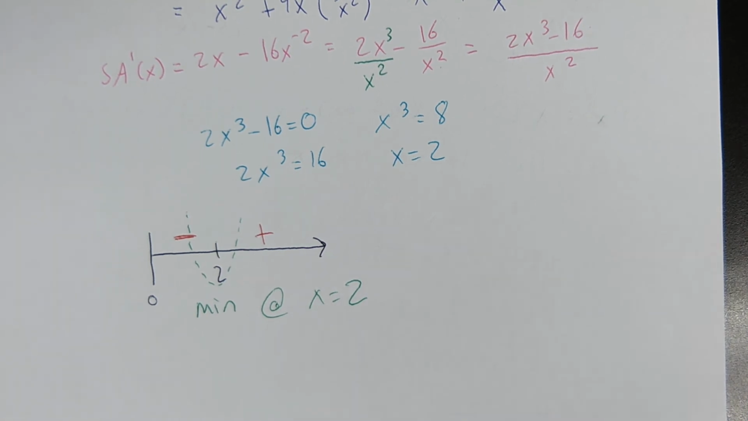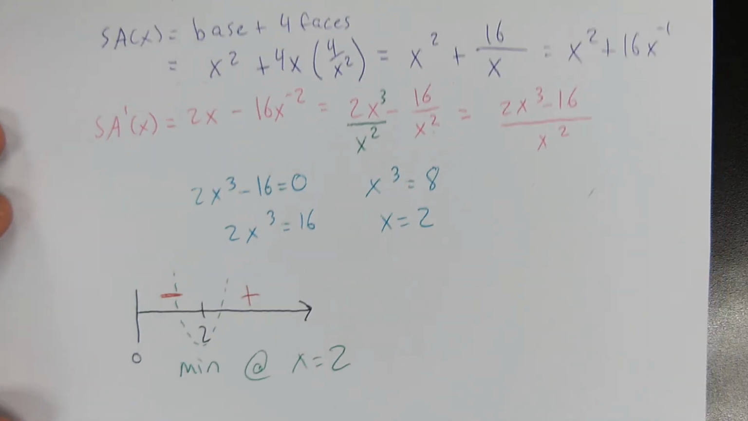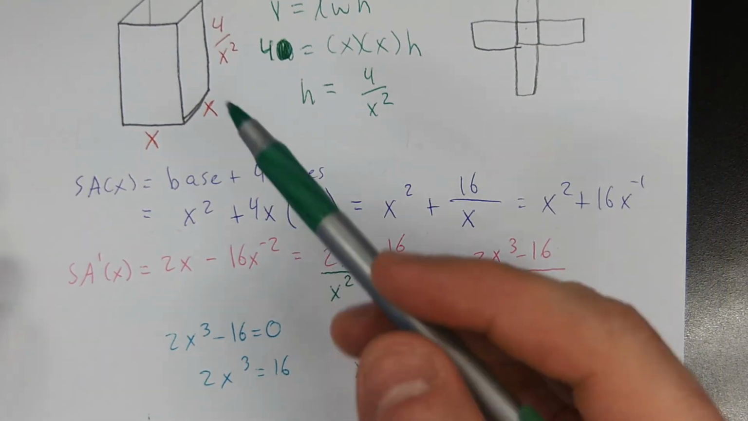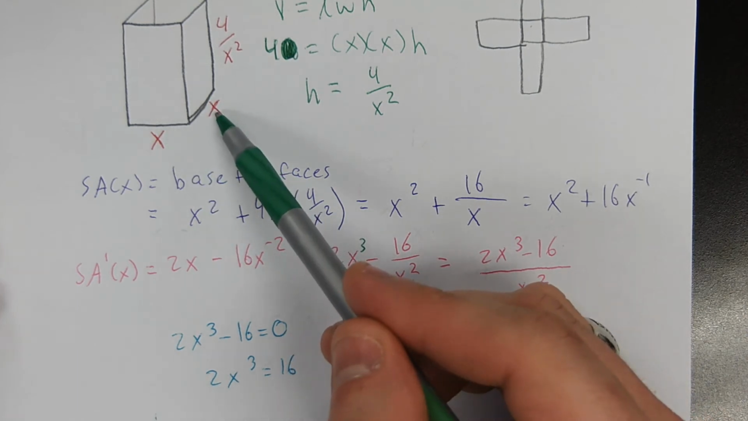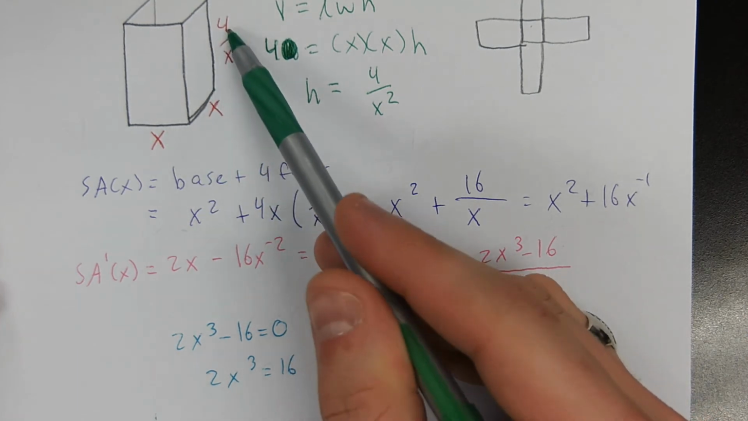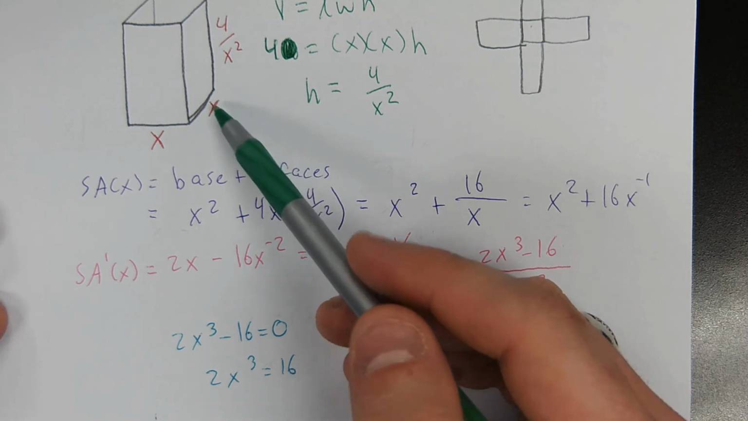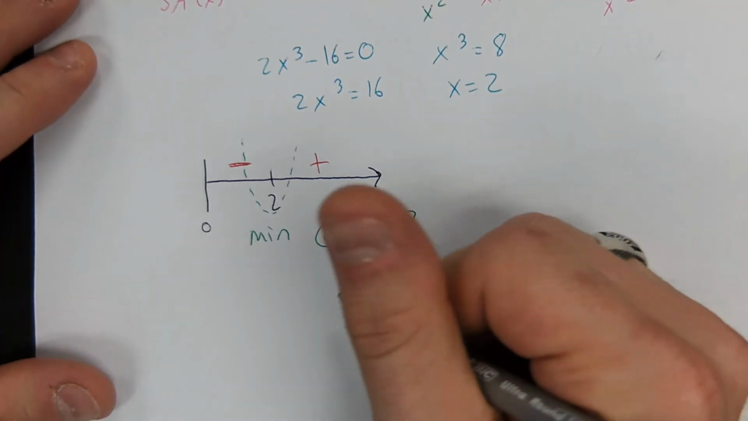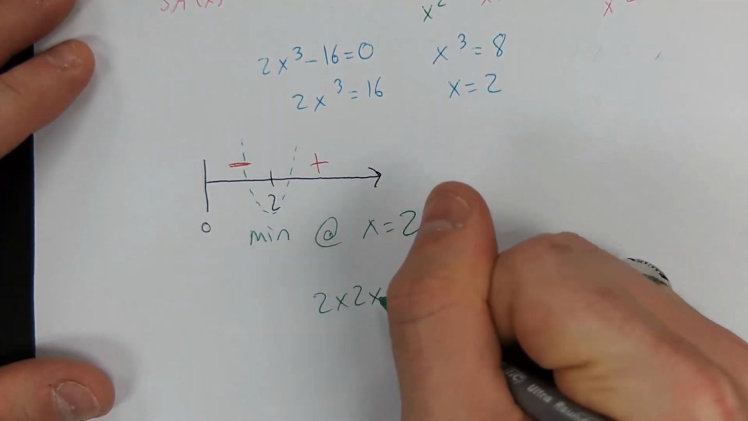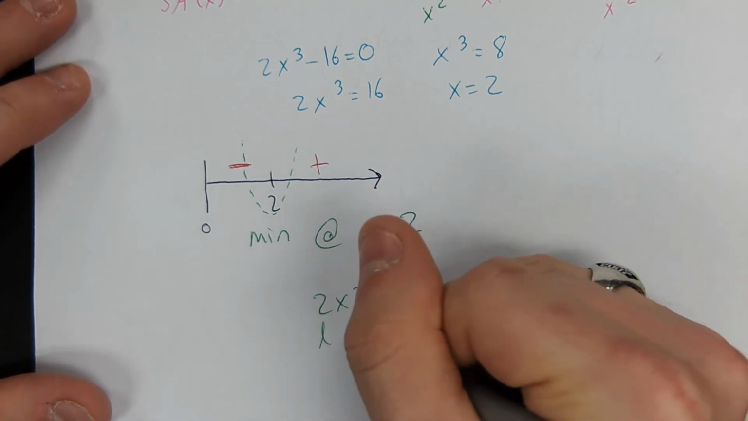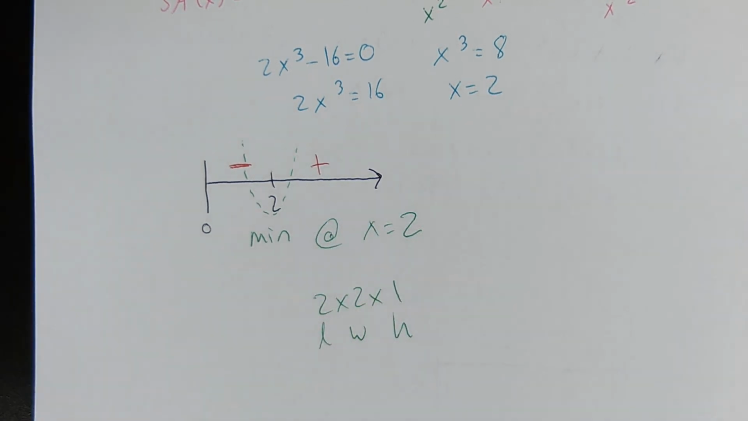The question asked us to find the most economical shape. So that means, what are the dimensions? Well, if you go back up here, that gives us a 2 by 2 base and a 4 over 4, or 1, height. So those dimensions are 2 by 2 by 1. Length, width, height. That's the most economical. It uses the least amount of surface area to create a volume of 4.